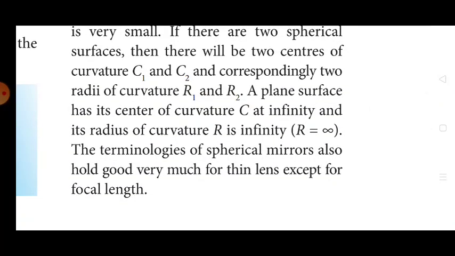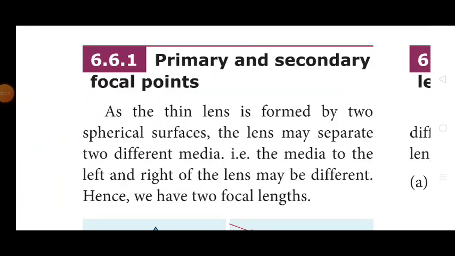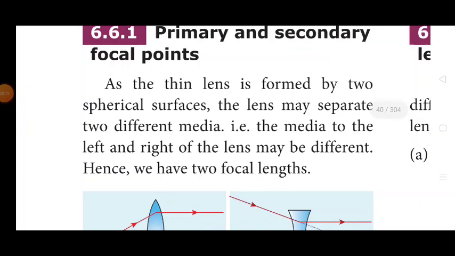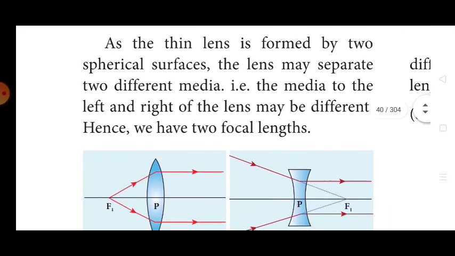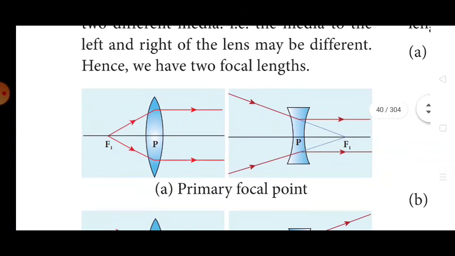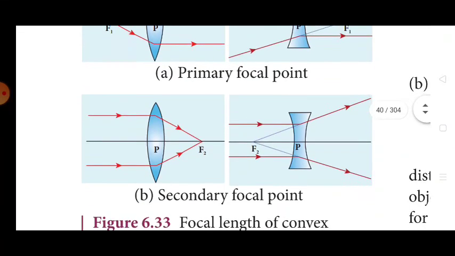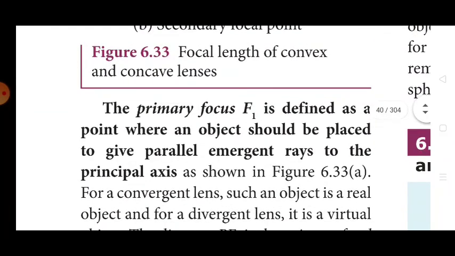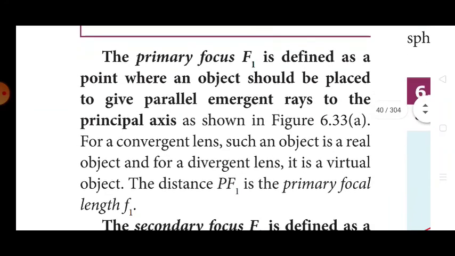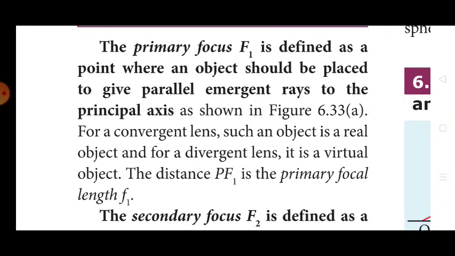Primary and secondary focal points. As a thin lens is formed by two spherical surfaces, the lens may separate two different media. That means the media to the left and right side of the lens may be different. Hence, we have two focal lengths. See the diagram: primary focal point, and in this diagram, secondary focal point. Primary focus f1 is defined as the point where an object should be placed to give emergent rays parallel to the principal axis. For a convergent lens it is a real object and for a divergent lens it is a virtual object. The distance Pf1 is the primary focal length f1.